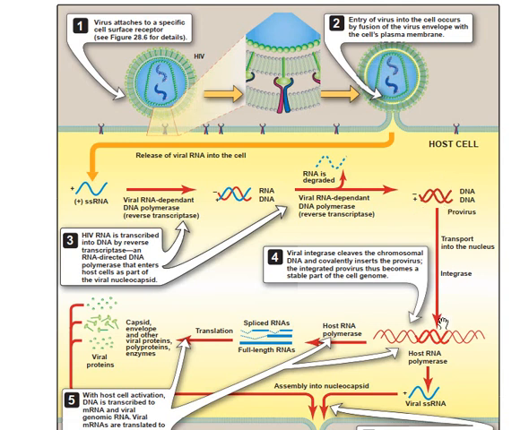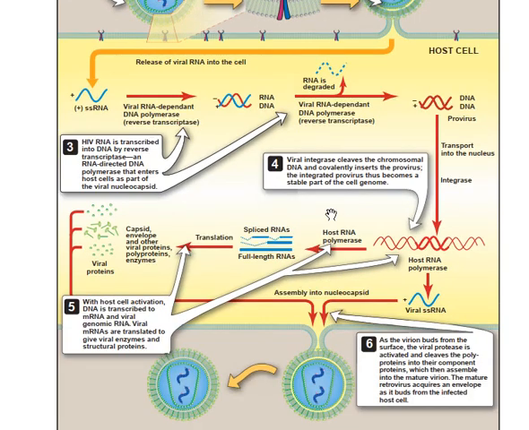Now it's going to be transported to the nucleus. Is it clear? Via the enzyme integrase, it is going to be transported to the nucleus, and then it's going to integrate into the host genome. When the viral DNA is integrated into the host genome, the host RNA polymerase is going to convert the integrated HIV DNA to RNA. Is it clear? That's spliced RNA and full-length RNA.